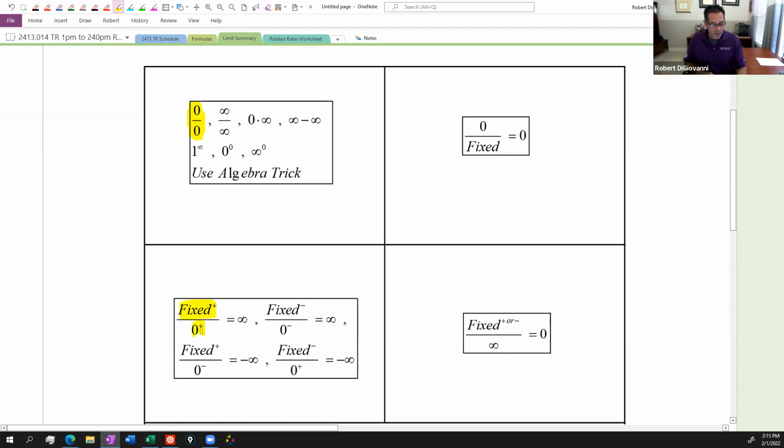Fixed positive over 0 positive, infinity. Fixed negative over 0 negative, infinity. And then the other two possibilities, right? We've covered those. What this second section is about, this next part, is this. And you know what? This should have plus or minus here. I don't know why I left it off. That should have plus or minus. So if our numerator is fixed, doesn't matter if it's positive or negative, and our denominator is headed to infinity, we will always get zero, okay?